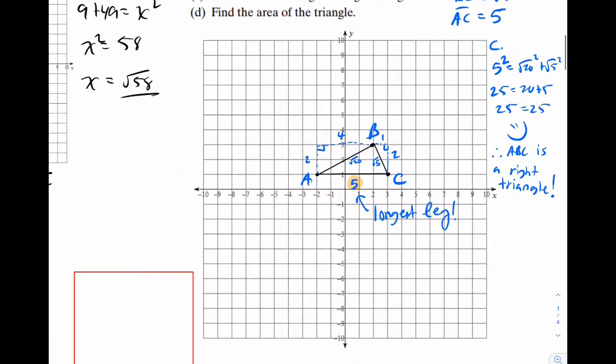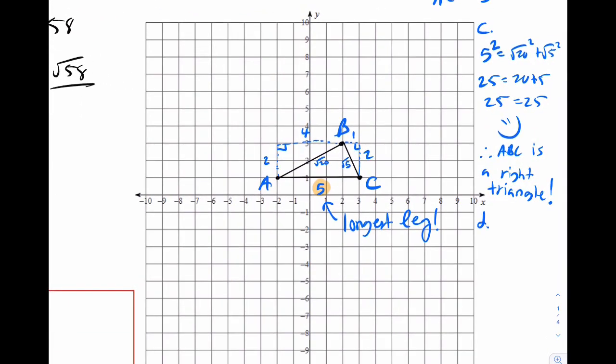And then the final part is part D, find the area. So let's just recall the area formula, 1/2 base times height. So half, your base is right here, because now we know the right angle is right here. So 1/2 root 5 times 2 root 5. Your 2's cancel, and our answer is 5.